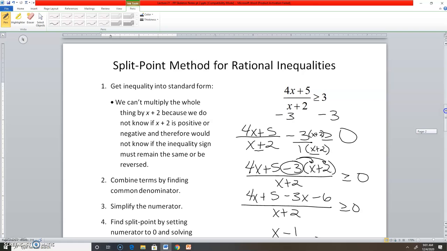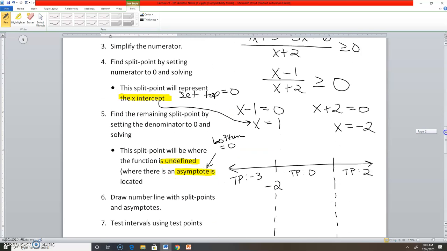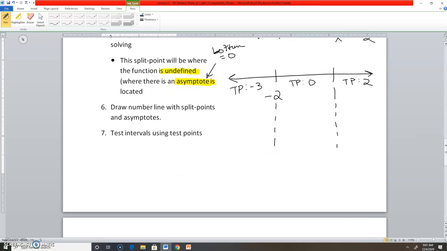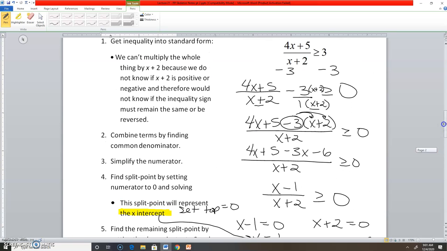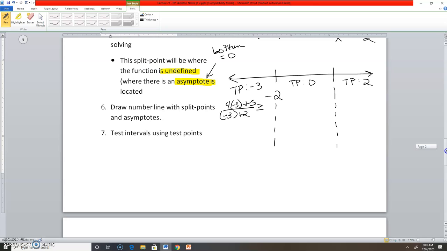And remember when I check, we want to check with the original equation. Just in case we made any mistakes or something, we definitely want to check with the original equation there. Okay, so I'm going to have a 4 times negative 3 plus 5. I'm going to check and make sure I'm right. 4x plus 5 over a negative 3 plus 2. And that needs to be greater than or equal to, right? Greater than or equal to 3. Okay, so I'm going to check this out.